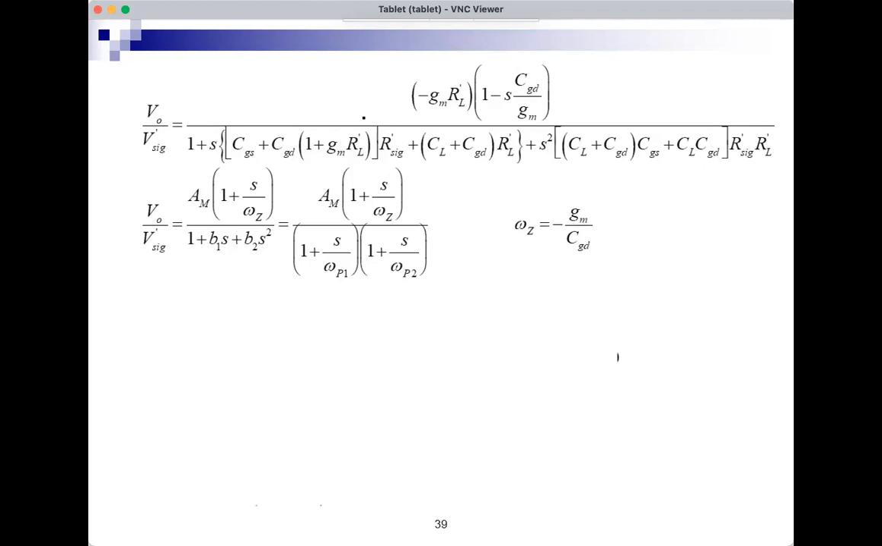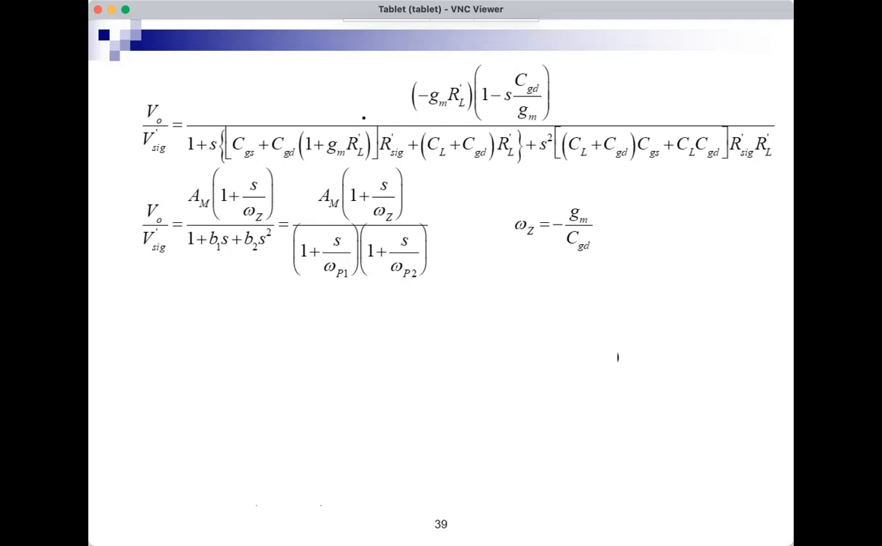The denominator looks complicated, but it's of the form 1 plus b1 times s plus b2 times s squared. So it's a second degree polynomial. And the values of b1 and b2, we can get them from the expression, and they depend on the resistors and the capacitors and gm. But it's just a second order polynomial. Now I can factorize this and write it in the form 1 plus s over omega p1 times 1 plus s over omega p2. And if I have numerical values, then I can find the values of omega p1 and omega p2.